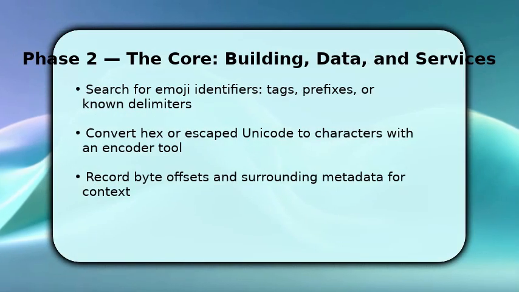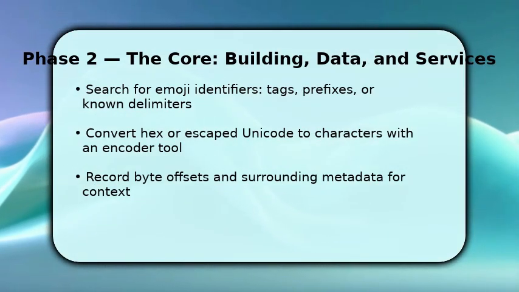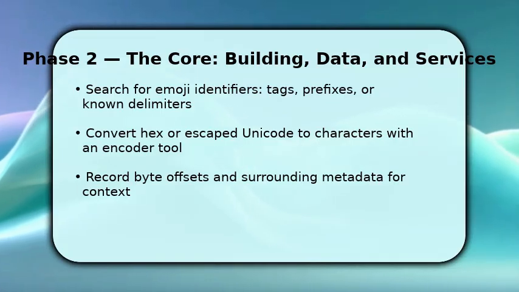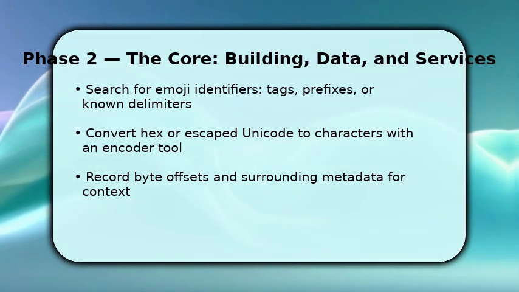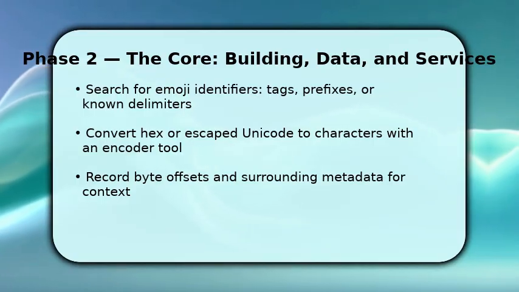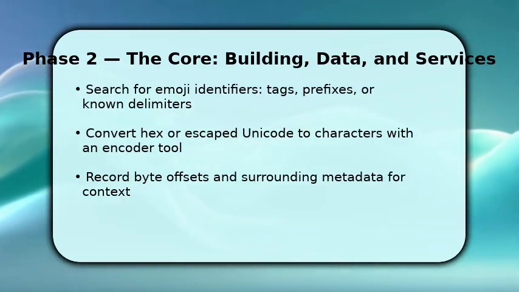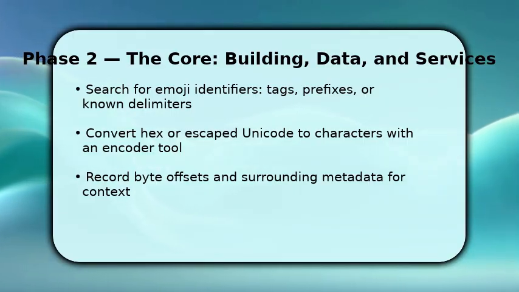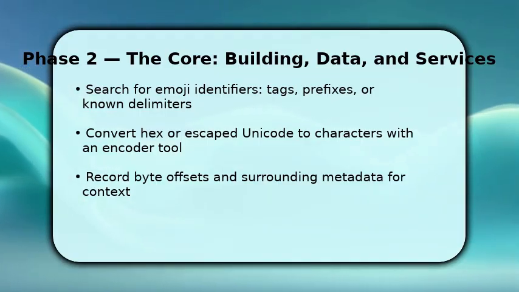Once you have the file visible, search for tag patterns or prefixes that mark emoji entries. Common signs include emoji, or consistent byte markers. When you find candidate sequences, copy the bytes and convert hex or escaped Unicode into characters using an encoder or small script. This reveals the actual emoji.